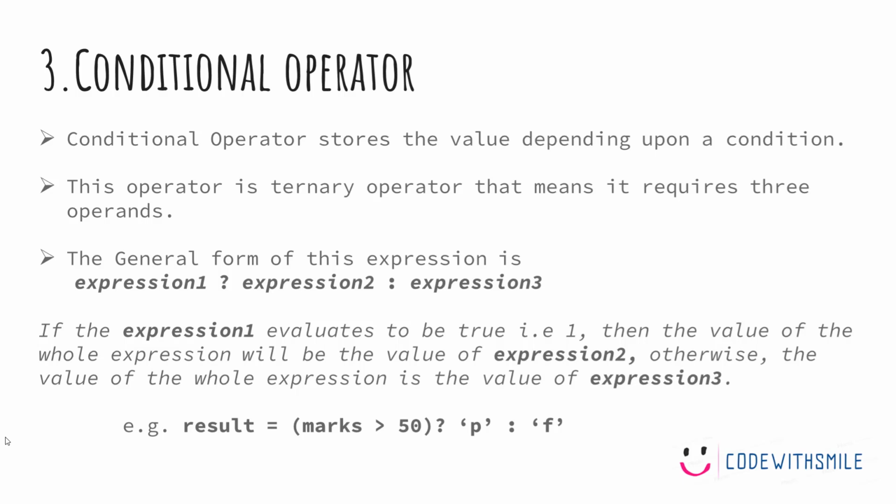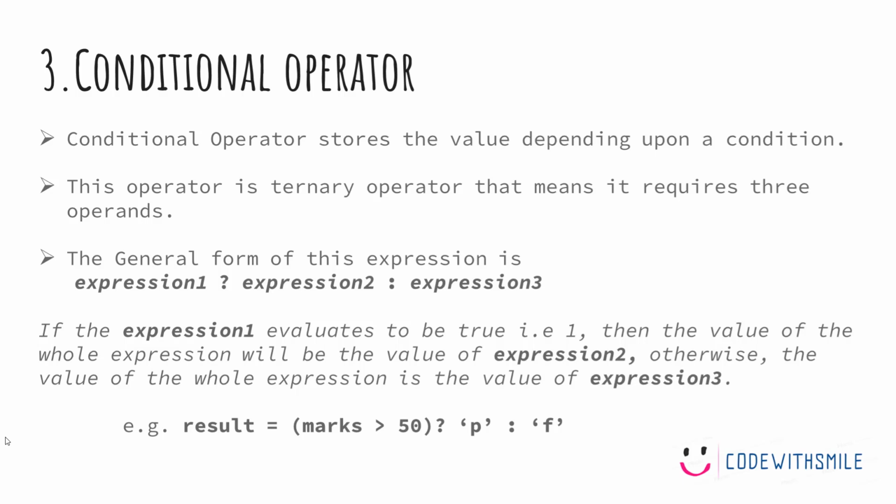Third is conditional operator. Conditional operator stores the value depending upon a condition. It means that the conditional operator returns the value depending on the given condition. This operator is a ternary operator. That means it requires 3 operands.